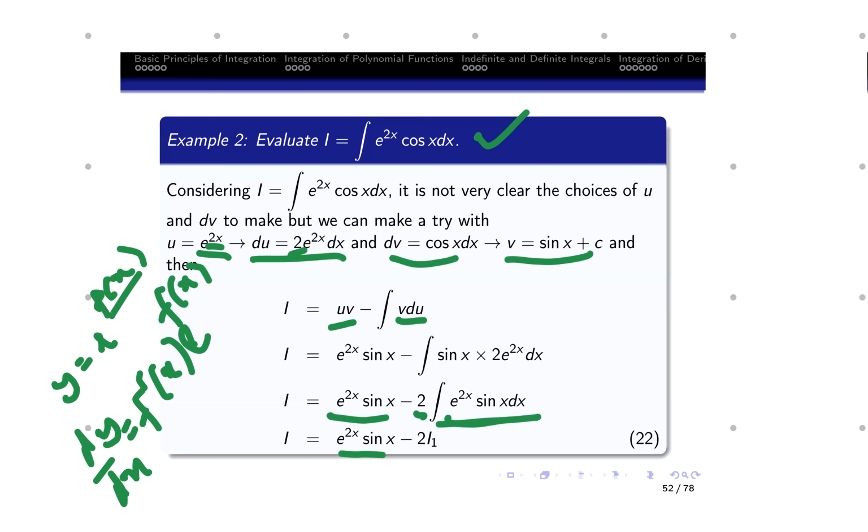So don't forget where we are coming from. We want to evaluate I equals integral of e raised to power 2x cos x dx. But what we have here is e raised to power 2x sine x dx. So then we keep going.